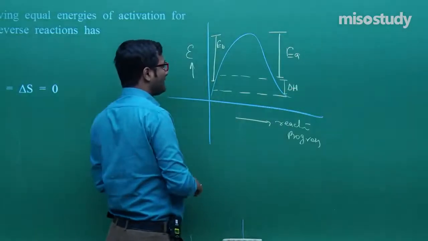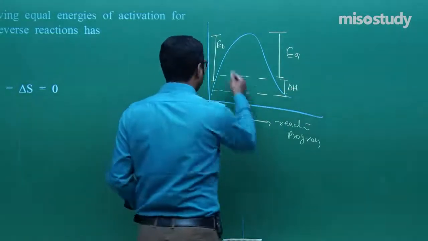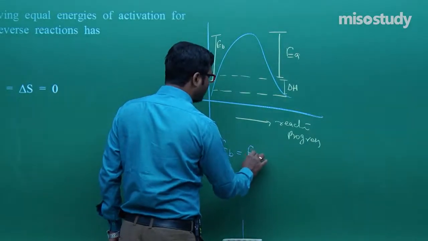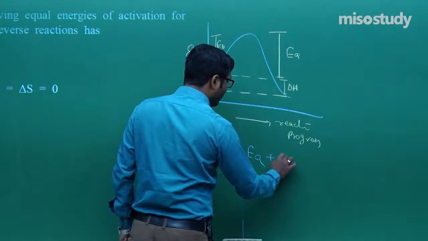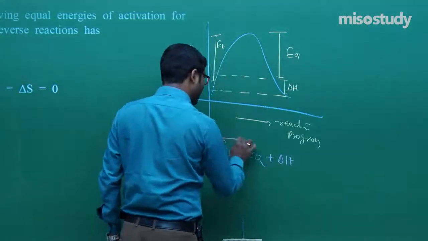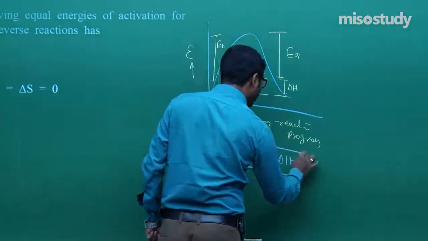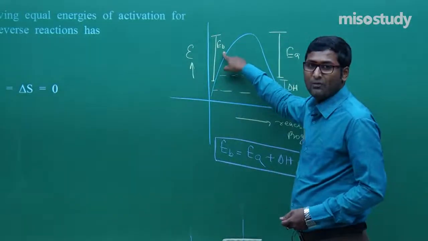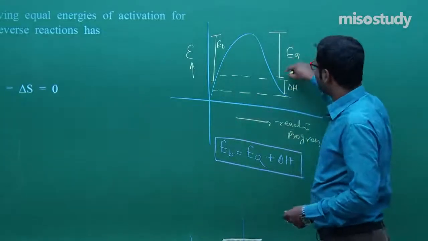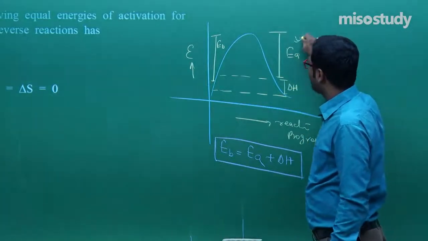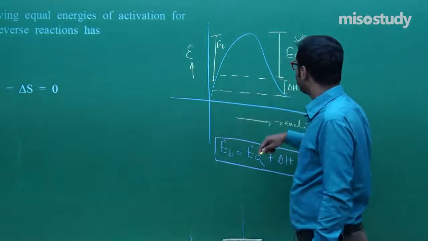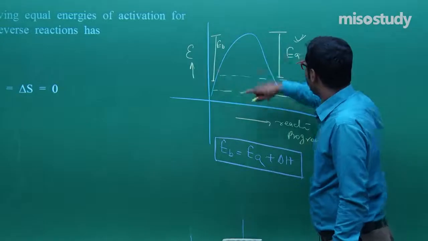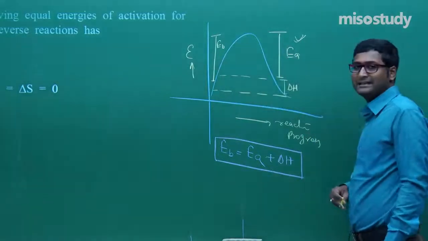What is the total relation in this case? EB, the energy of activation for the backward reaction, is equal to EA plus delta H. EB is equal to EA plus delta H. That is the energy of activation for the backward or reverse reaction, and EA is the energy of activation for the forward reaction.